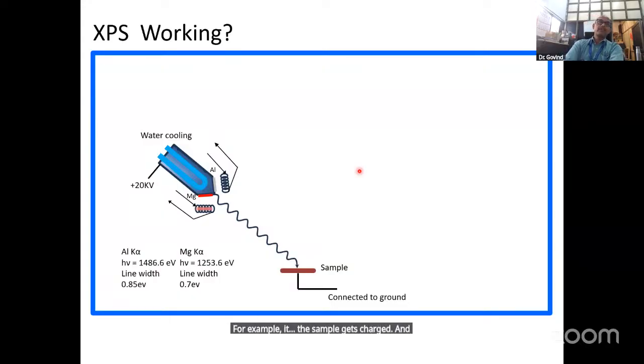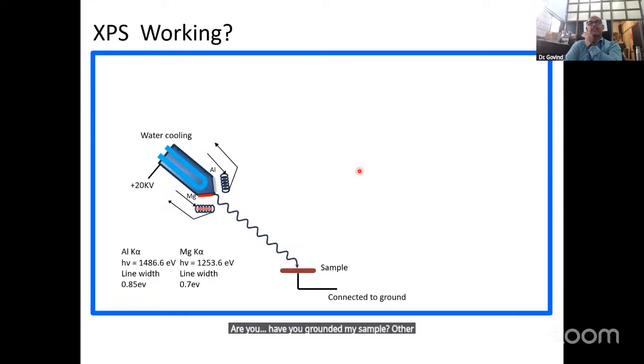And what is the effect of that sample charge? Once the sample gets charged, your peak gets shifted, the binding energy shifts. If the binding energy shifts, your interpretation all goes wrong. So that's why we have to always connect the sample to the ground. When you give a sample for X-ray analysis, please do ask, have you grounded my sample?